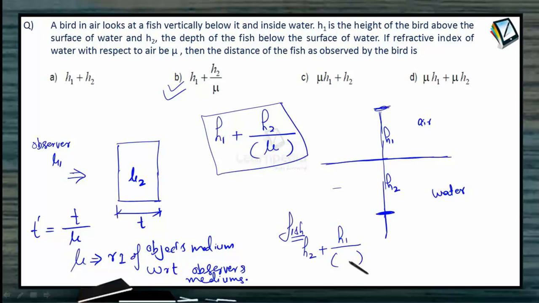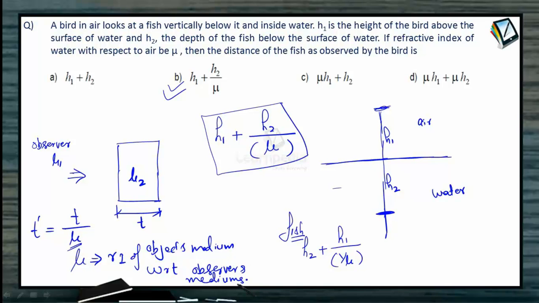And what is that mu? Mu is refractive index of object's medium with respect to the observer's medium. This time object is in air and observer is in water, and mu is given with respect to air, meaning water with respect to air. So air with respect to water has to be 1 upon mu. Alright, so you have to remember this. What is this mu? Mu is refractive index of the object's medium with respect to the observer's medium.